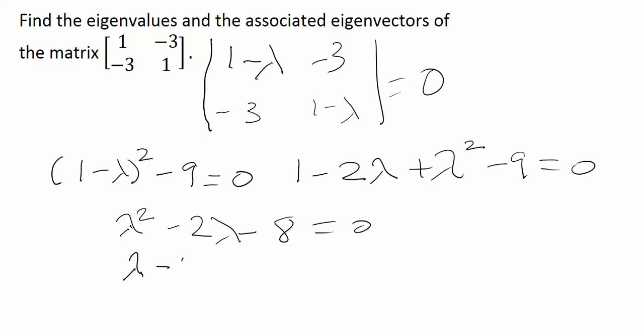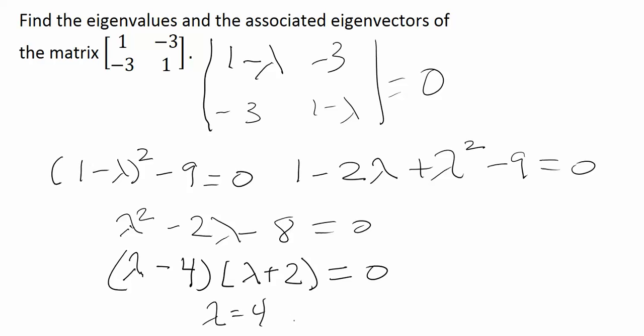But I can factor this with lambda minus 4 times lambda plus 2. And the roots then are four and minus 2. These are the eigenvalues. But now we need to find the associated eigenvectors.